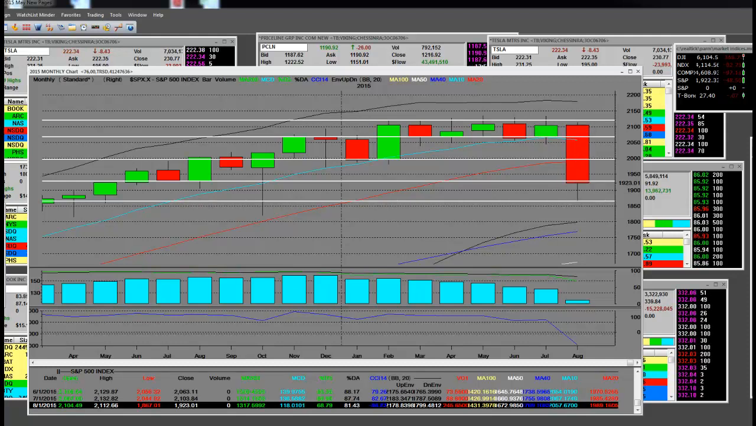This is the biggest selling month on the S&P right here. When you take a look at where we were on 8/1, we were at 2112 on the S&P. And now today's low is 1867 on that S&P. And basically, this is a bigger capitulation than any of them.